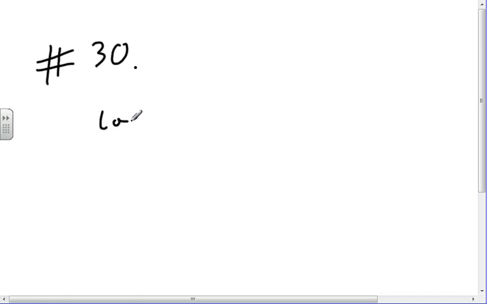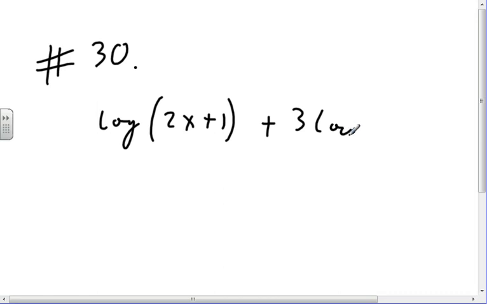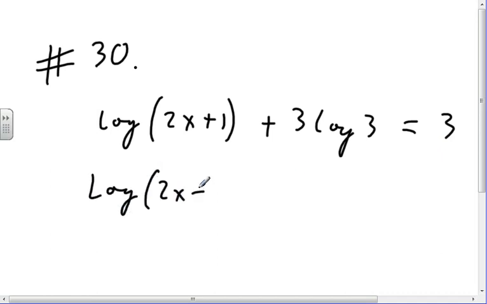The log. Why is it always 2x plus 1 anyway? This author can only write one thing. 3 log 3 is equal to 3. Okay, so I'll rewrite it. Log of 2x plus 1, plus log of 27 is equal to 3.